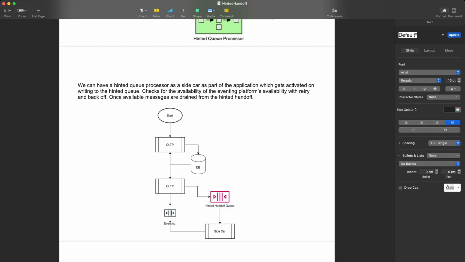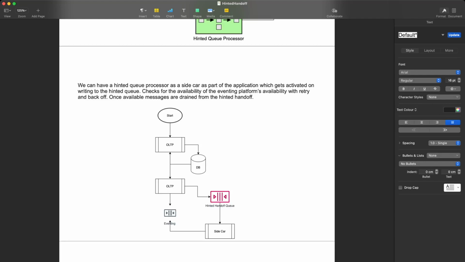It's sidecar. Sidecar runs as long as the main application runs. After that, it will not run. It cannot run on its own. It needs the main application to run. That's the strategy we are using for processing the messages from the hinted handoff queue. This is called the sidecar pattern.